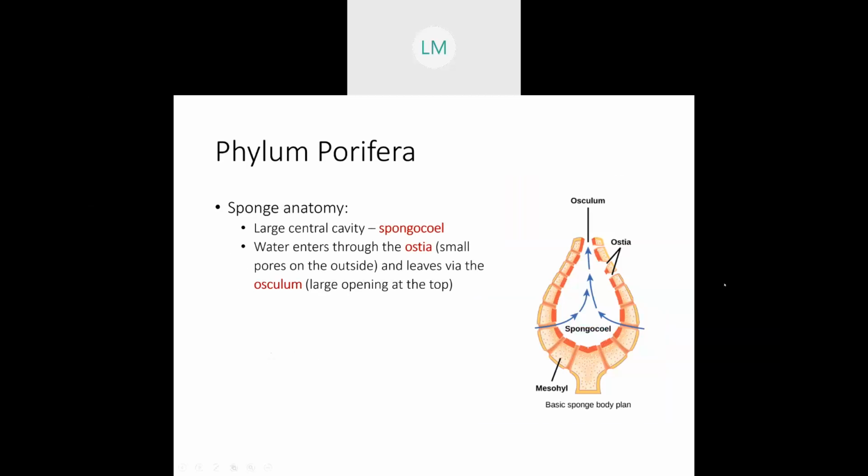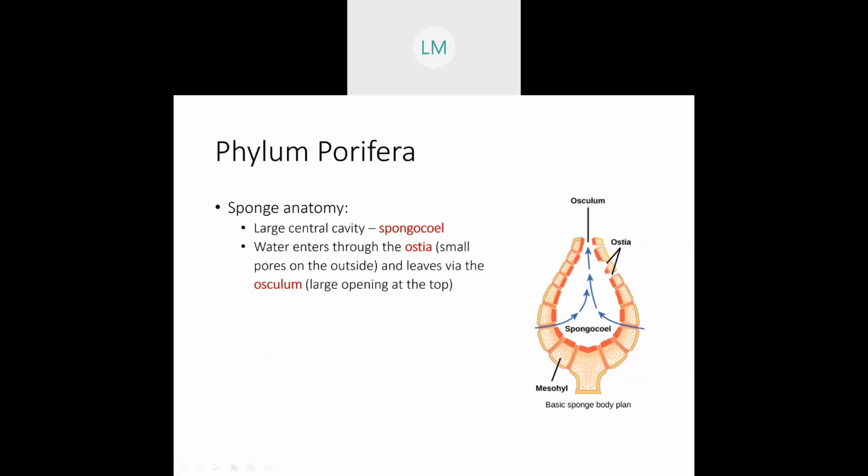So when it comes to the anatomy of sponges, we have a large central cavity here, the spongiocele. Remember, cele is referring to body cavity here, like in our acoelomates and pseudocoelomates, right? So this is a spongiocele, just a sponge body cavity. And then the water is going to come in through these pores on the outside called the ostia. And then it's going to go out the top, this large opening called the osculum.